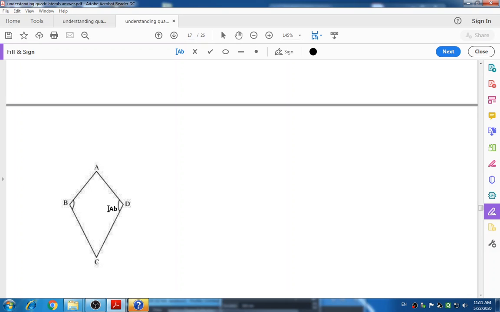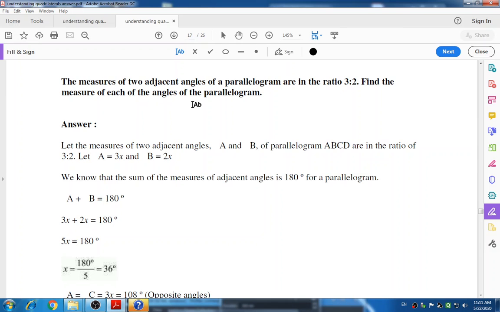Okay, the next one is question number 5. The measures of two adjacent angles of a parallelogram are in the ratio 3:2. So already we have studied about ratio examples. So we have to write here, let the common multiple be x. So one will be 3x and one will be 2x. Find the measures of each angle of the parallelogram.